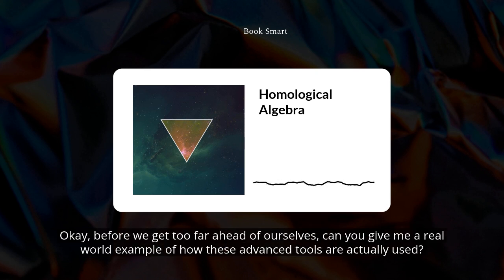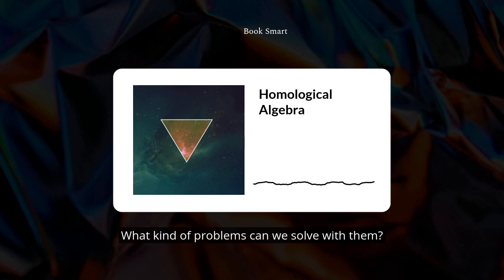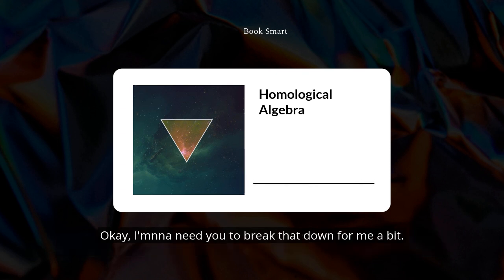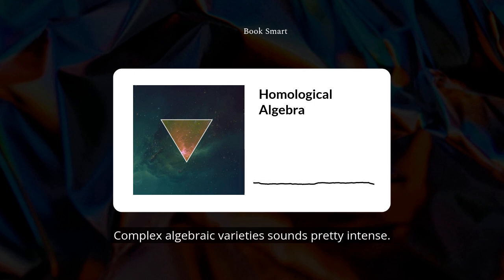Okay, before we get too far ahead of ourselves, can you give me a real-world example of how these advanced tools are actually used? What kind of problems can we solve with them? Absolutely. The book highlights a few fascinating applications. One that really stands out is something called mixed Hodge structures, which are used to analyze the geometry of complex algebraic varieties. Okay, I'm gonna need you to break that down for me a bit. Complex algebraic varieties sounds pretty intense.